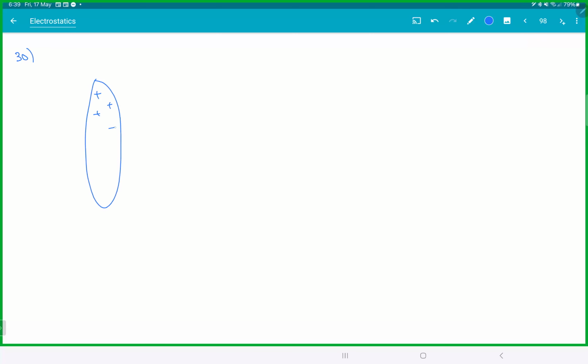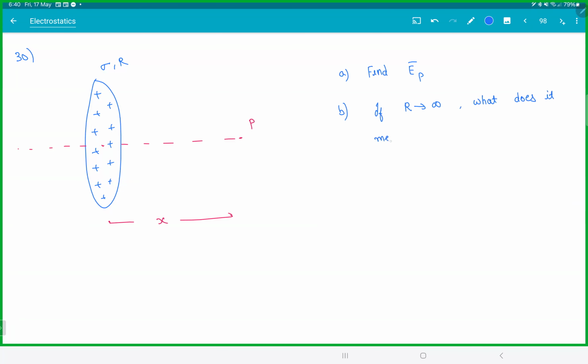We have taken a disk, sigma, radius R. So this is the axis line, point P at a distance X. Find the field at point P. If R tends to infinity, what does it mean? Can you explain what exactly happened, or what do we get? Explain the result for R tending to infinity.